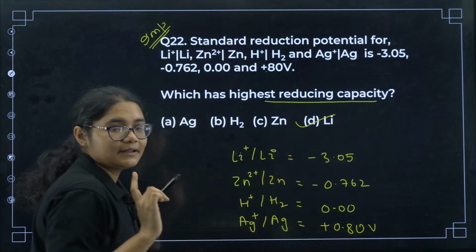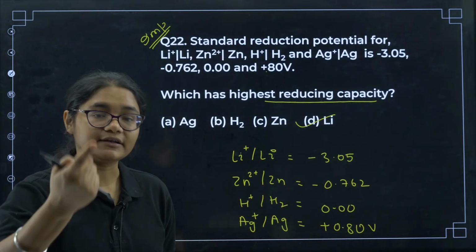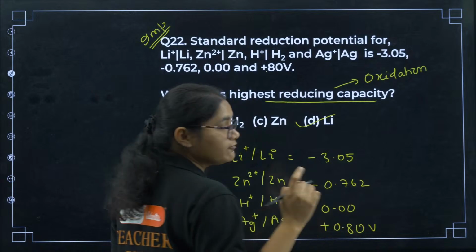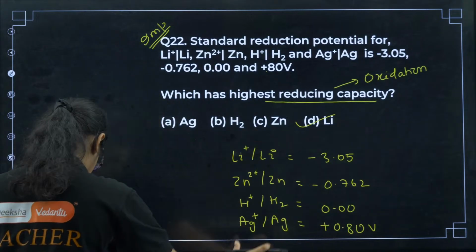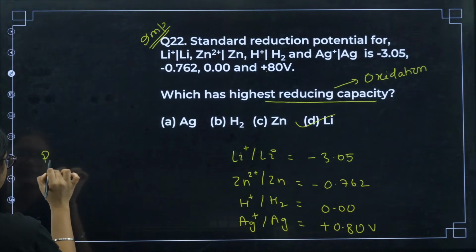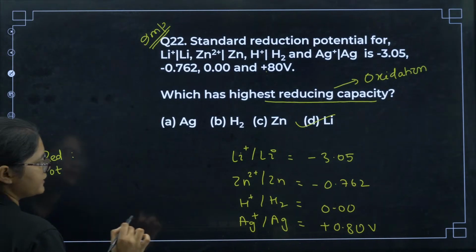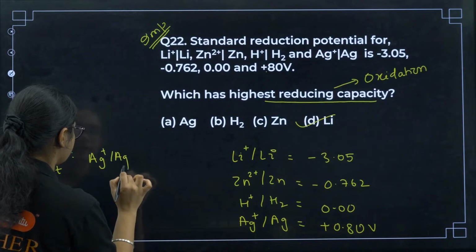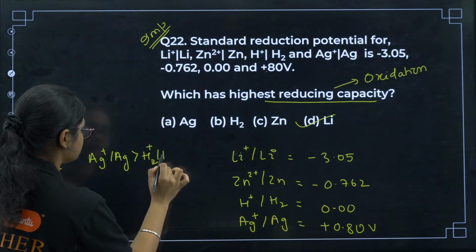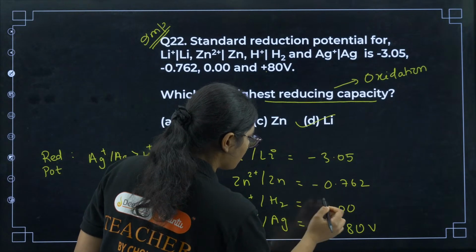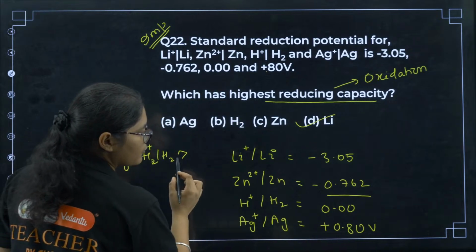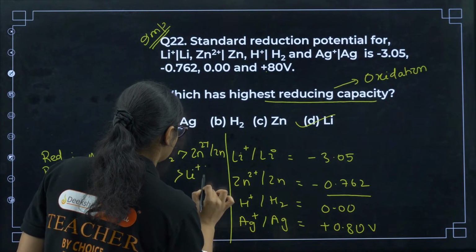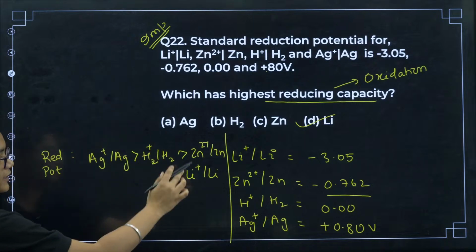See, reducing capacity means it will reduce others. If it will reduce others, itself it will undergo oxidation. So what is the reduction potential order? Which one is having the highest reduction potential? First is silver. Silver is having the highest reduction potential. Then I have H plus to H2, which is 0. Then I have Zn 2 plus to Zn, which is minus 0.76. Then I have lithium. So this is the reduction potential order.